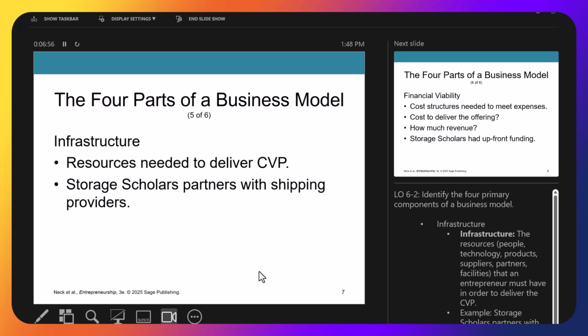Infrastructure. Infrastructure is your building, your tools, your people. All these things that help you deliver that product. That's your infrastructure. That too includes, like I said, the building, the tools, the people. If you have vehicles involved, if you're using laptop computers or whatever it may be, this is part of your infrastructure. And just as I referred to earlier with Storage Scholars, they partner with shipping companies like FedEx and UPS, DHL. This is how they help the students get their stuff from where they live to the college campus or from the college campus back home.